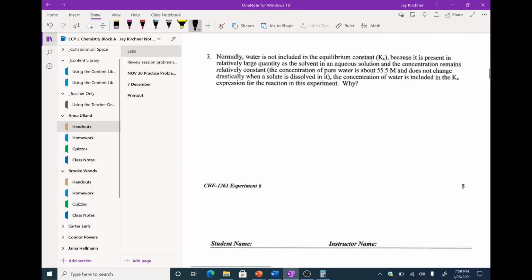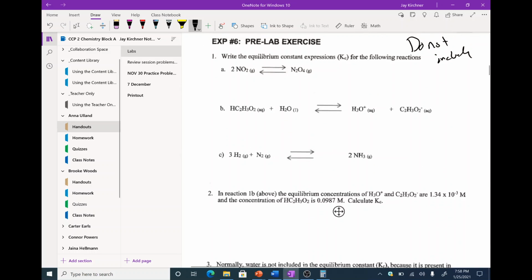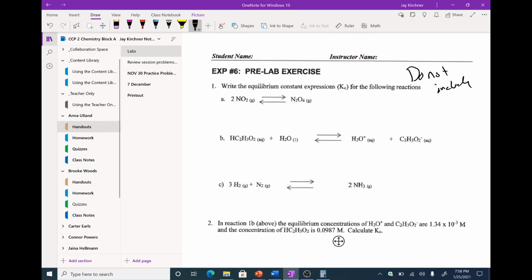So now we're on page number 5. Let's go to page number 5 in your experiment. So this one would be concentration of N2O4. By the way, you can do concentration or pressure for gases. This would be over NO2 squared because of that 2. Now let's be careful on this one. Do not include the water, because water is a liquid, doesn't change concentration. So we have H3O concentration to the 1 power.